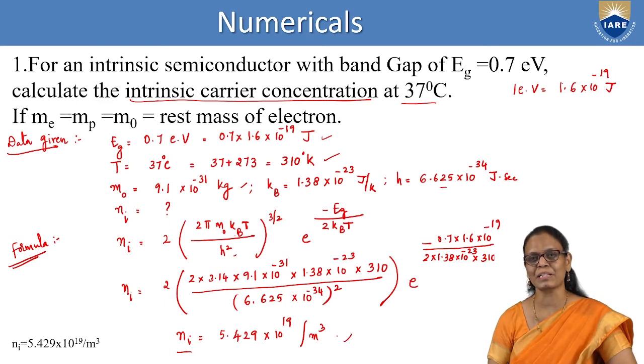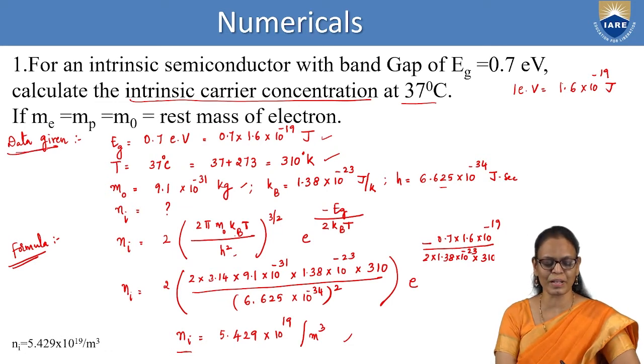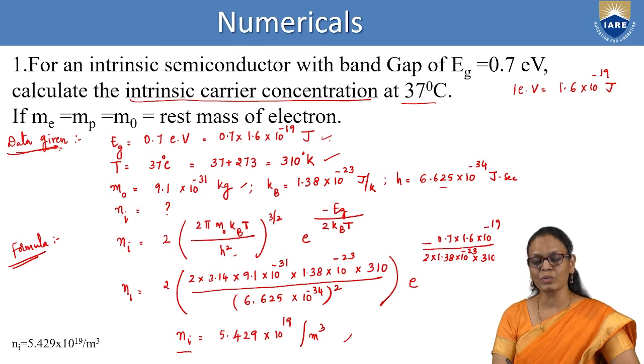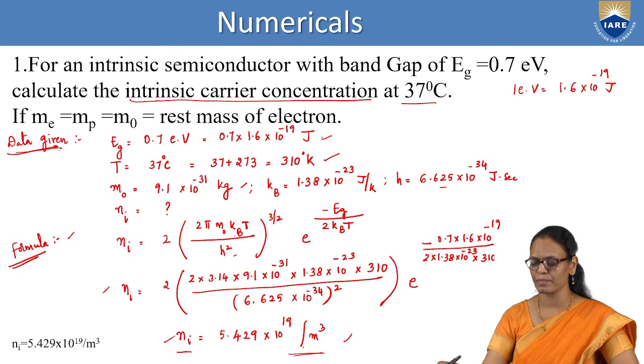So per meter cube. What are the steps we have followed? First, you should write the data that is given and do the appropriate conversion. If you are working in the SI system, all the quantities that are given have to be expressed in SI units. Then write the formula, which formula we are going to use here, and then do the substitution, simplify, get the result, and write the result along with the answer unit.